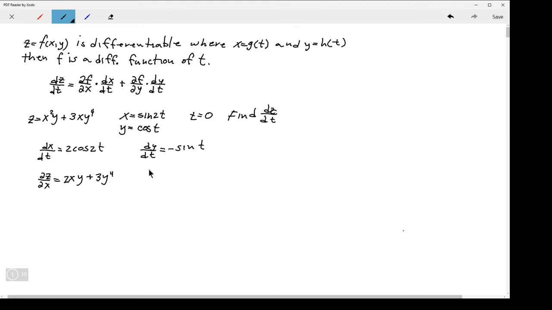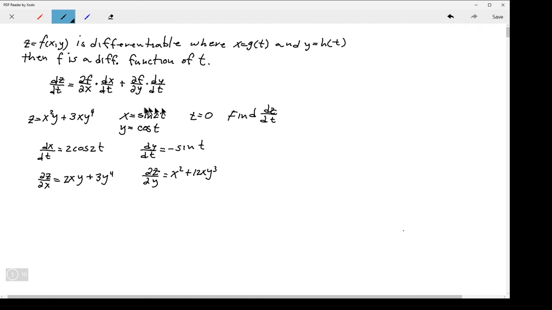And then we need the partial of z with respect to y. So again, back up here now, y is the variable, x is the constant. So this first term here, the derivative of y is 1, so that's going to be x squared. Over here, with respect to y, that's going to be 4y to the 3rd, so that's going to be 12xy to the 3rd.